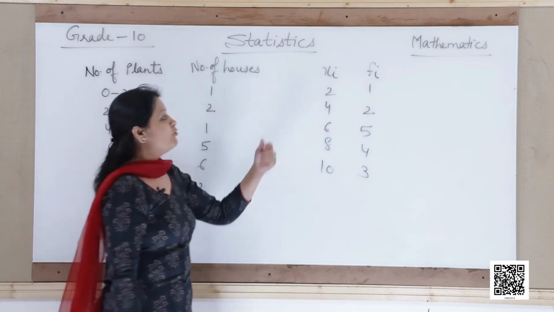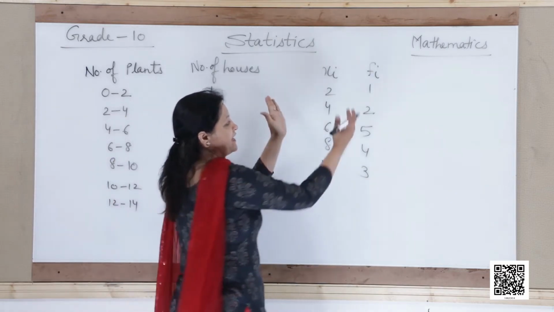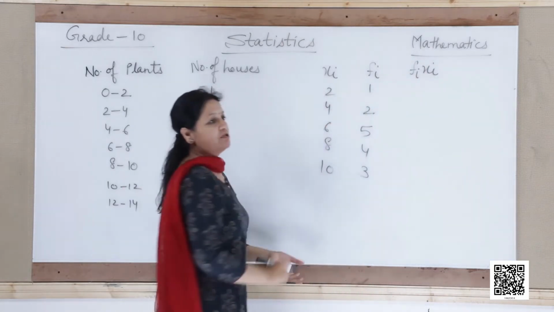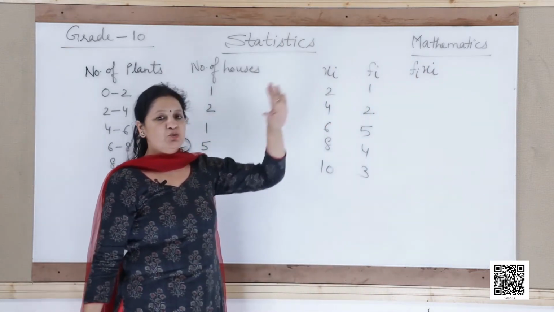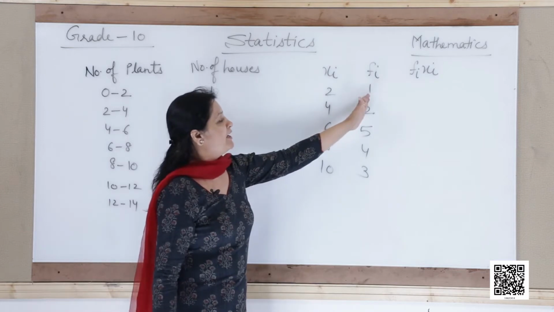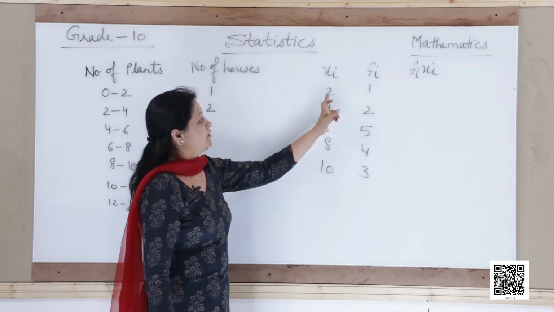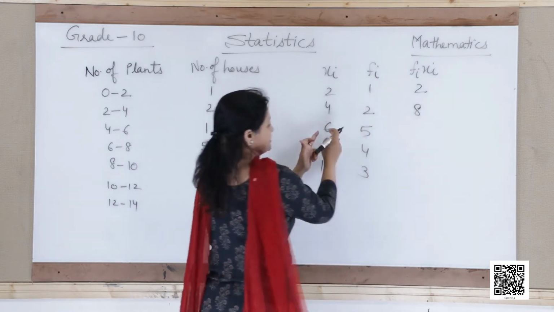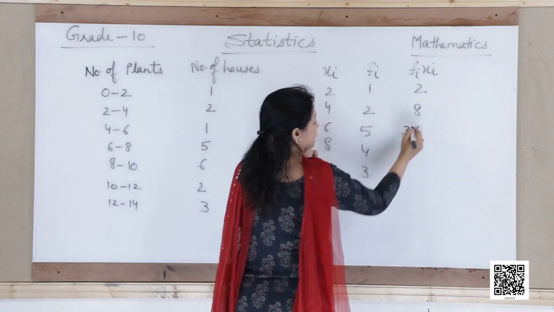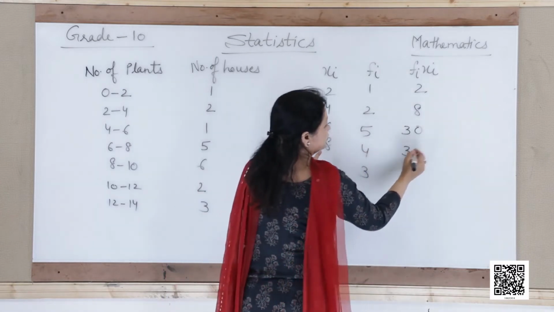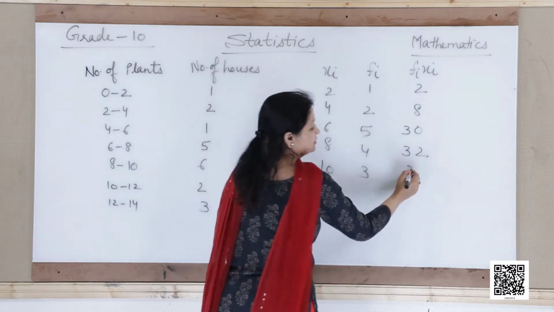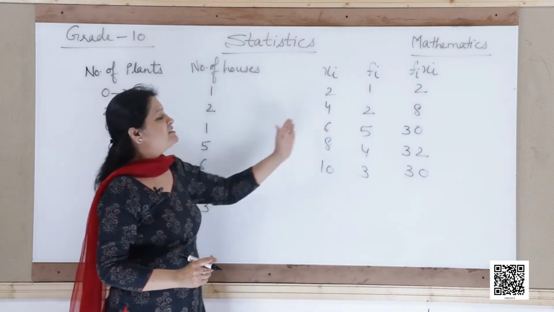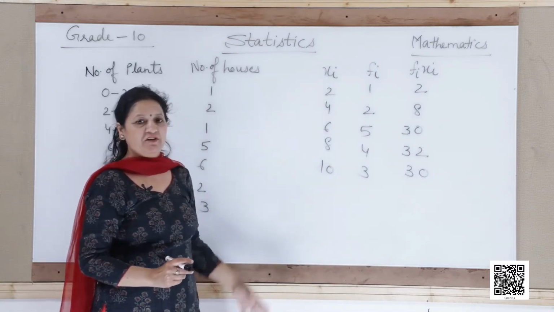Now to find out the mean using this data, all of you have done in 9th class, it was to find out fi into xi, means multiplying xi with fi. 2 1s are 2, 4 2s are 8, 6 5s are 30, 8 4s are 32, 10 3s are 30. These were very simple numbers, so it was easier to multiply. So we have got fi xi.